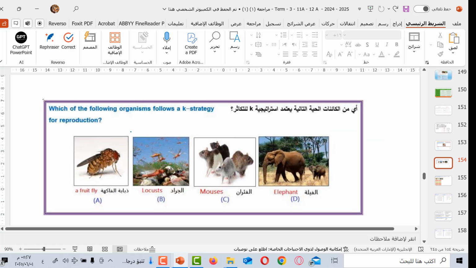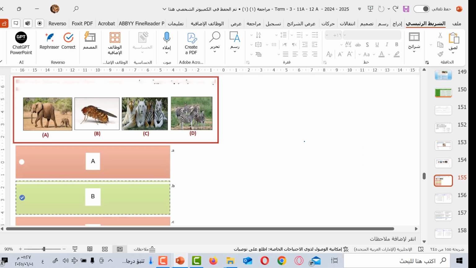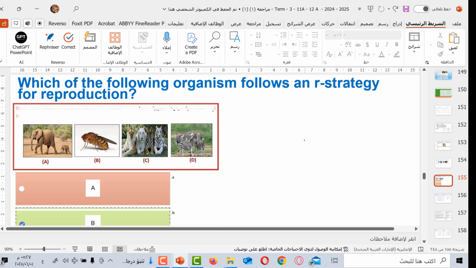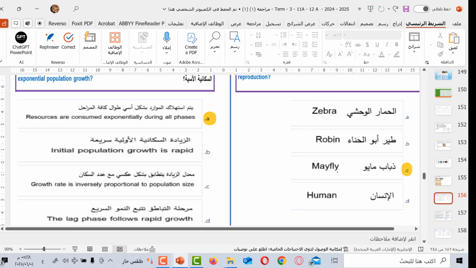لو جينا شفنا هنا بيسأل على الـk strategy. طبعا الـk strategy ما فيش عندنا غير الـelephant. أوكي. هنا بيسأل على برضو أعتقد الـr strategy. عندنا طبعا ده k strategy، k strategy، k strategy، ما فيش غير B الإجابة الصحيحة. أوكي. برضو هنا بيسأل على الـr strategy، هنجد اللي هو الـmayfly. أوكي.